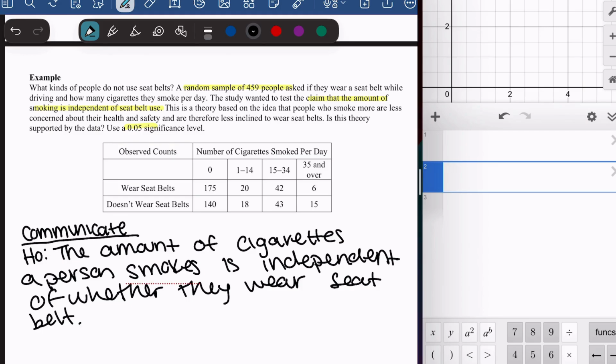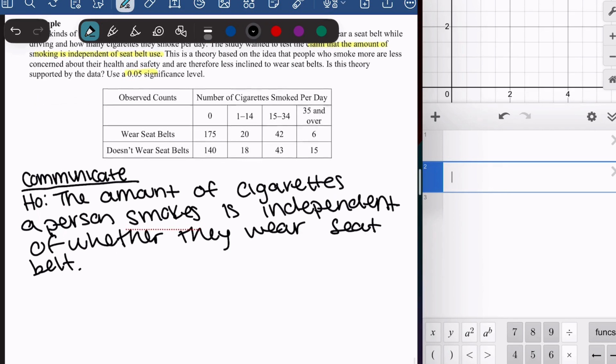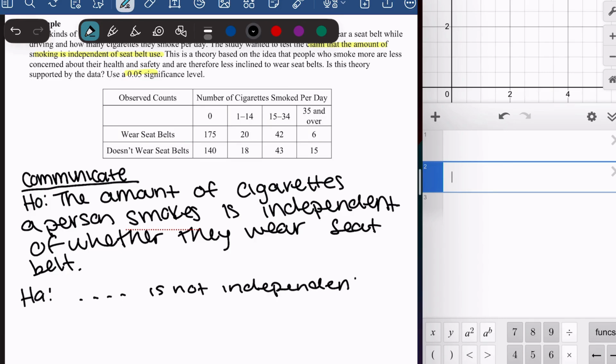Because this mentioned the claim and asks if these two categorical variables are independent of each other, that's how I know I'm using chi-squared tests for association and independence. Okay, so starting with my communicate, I always put what two things in communicate? Hypotheses and the table. What table? Expected counts.